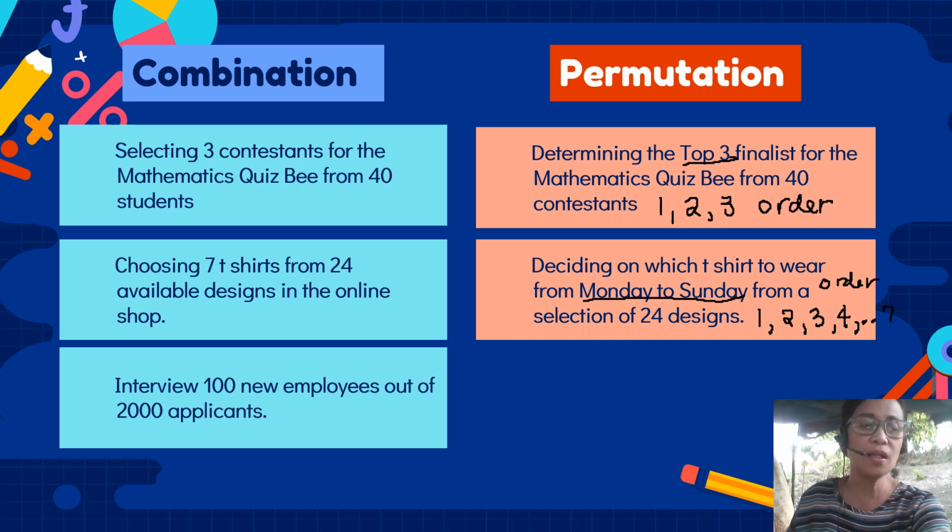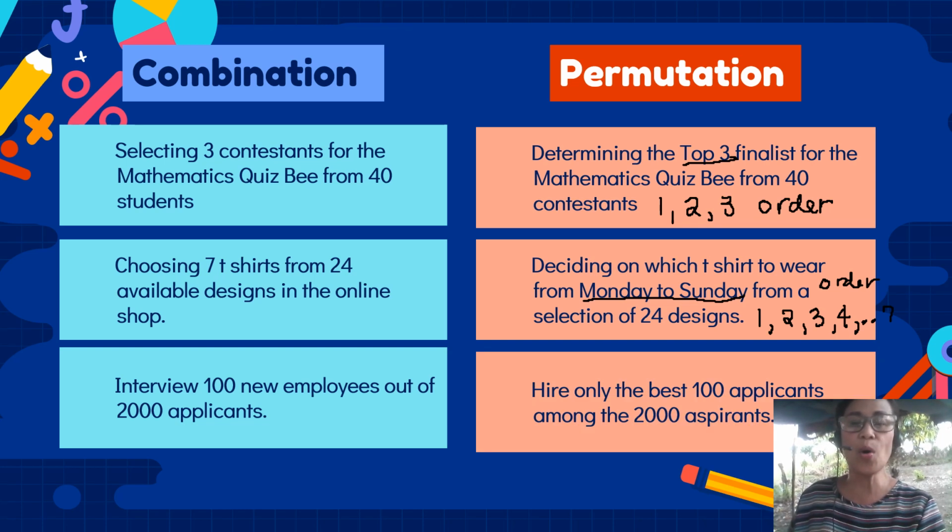Last, interview 100 new employees out of 2,000 applicants. So our set of objects are the 2,000 applicants, and then you just have to choose 100 new employees to be interviewed. But hire only the best 100 applicants among the 2,000 applicants again.